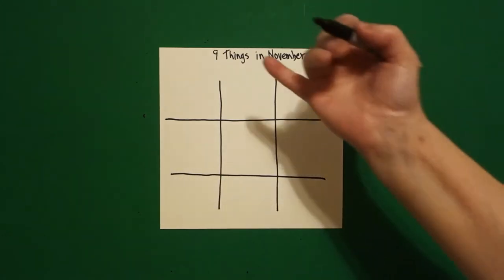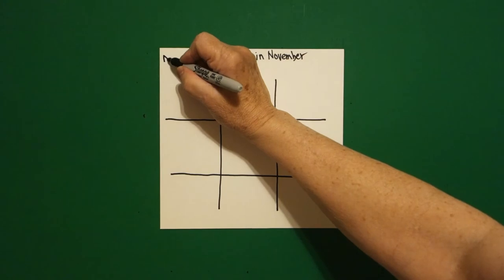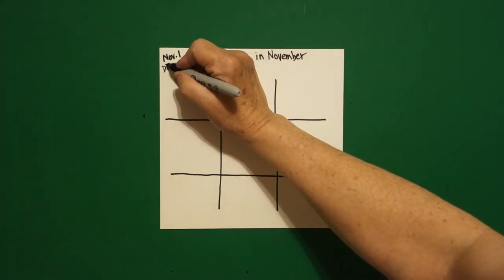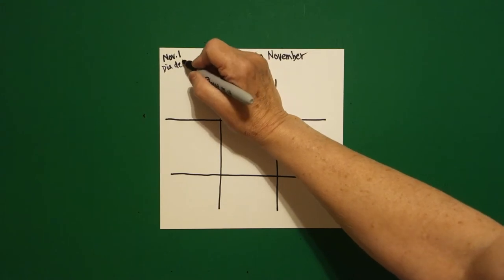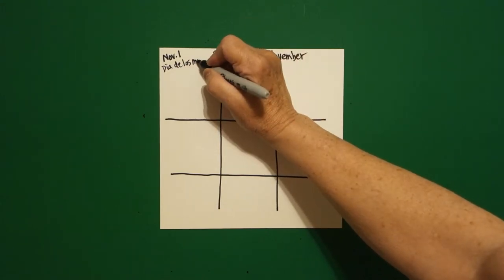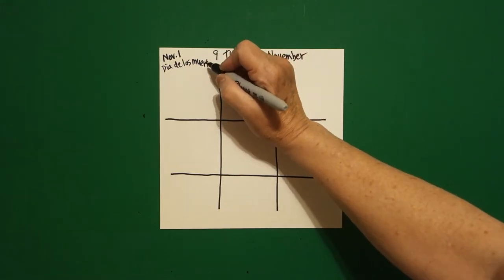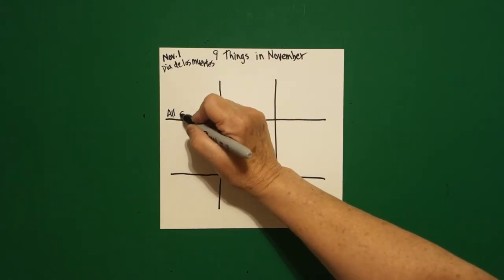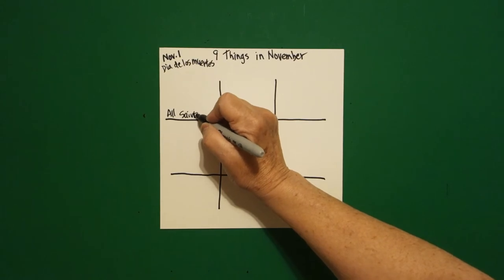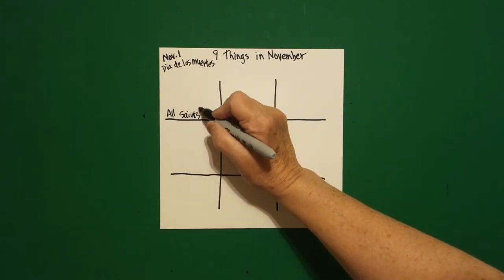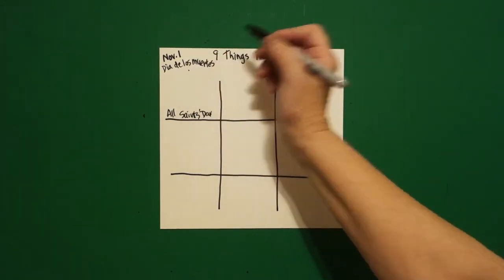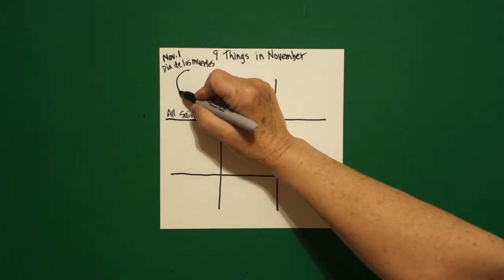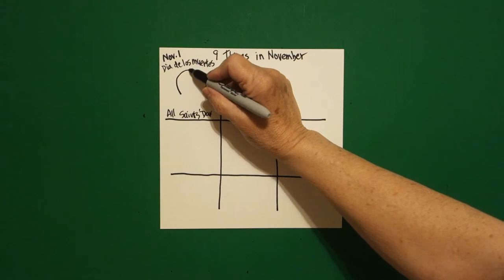Okay? Starting over here, we're going to write November 1st, Día de los Muertos. All Saints Day. And let's put a dot right at the top right here.